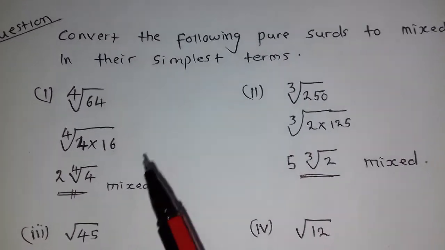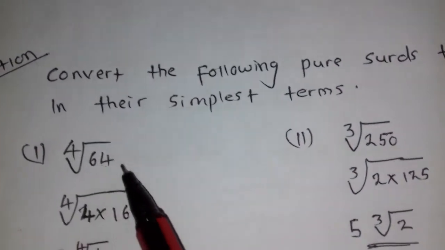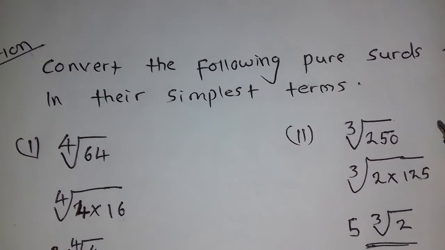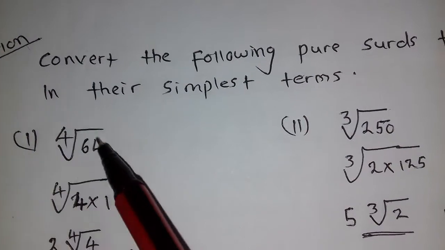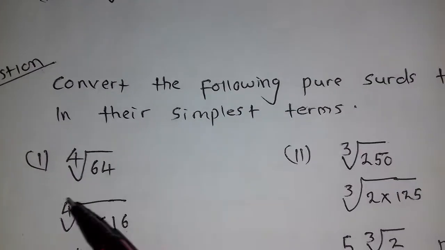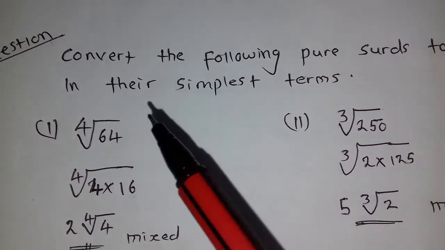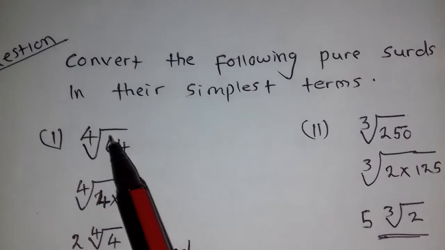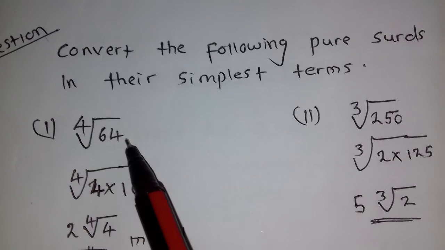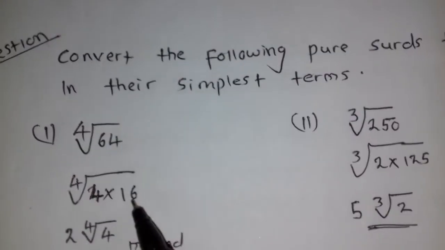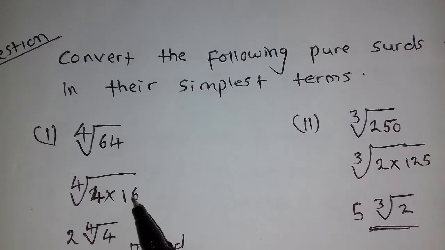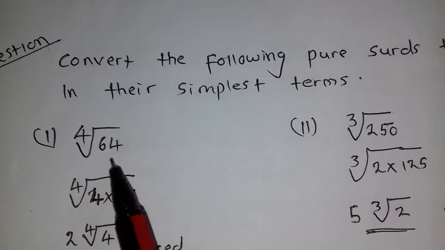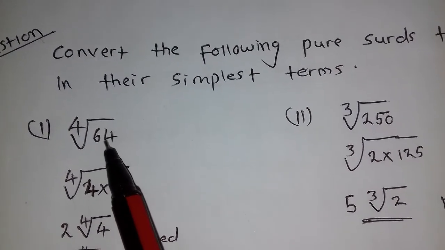We have the first one here. Convert the fourth root of 64 to a mixed side. We know that this one is a pure side. Now we need to convert this one to a mixed side. Now what do you do? Here you ask yourself, is there any perfect fourth root that can go into 64? Yes, it is 16. How many times can 16 go into 64? 4. So this is 4 times 16. We haven't changed anything here. It will still give us 64.